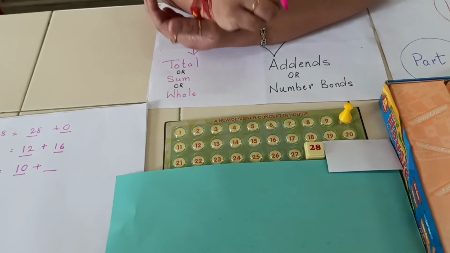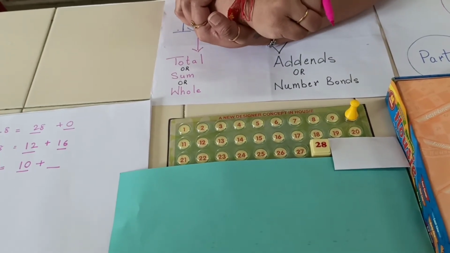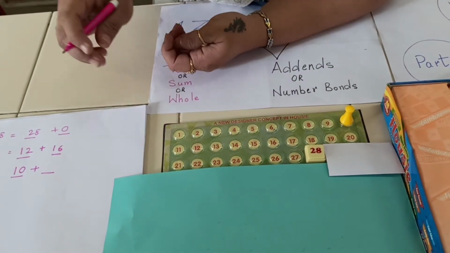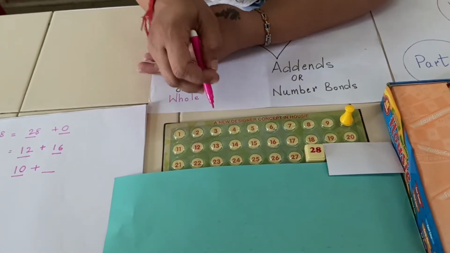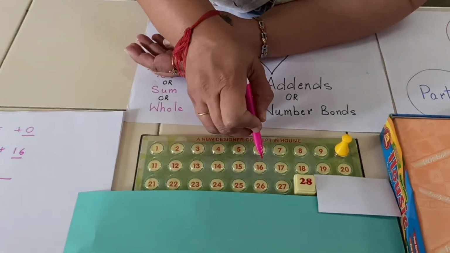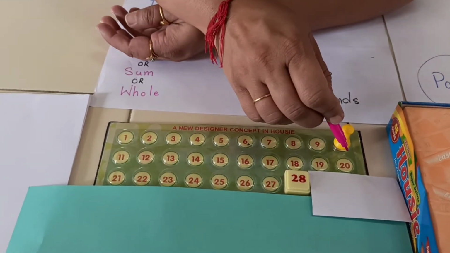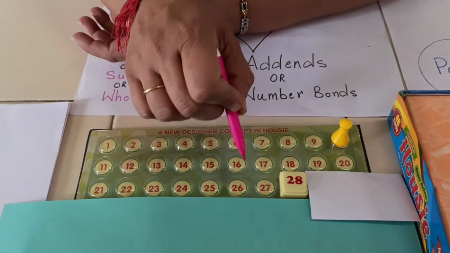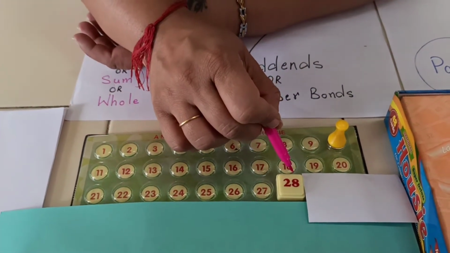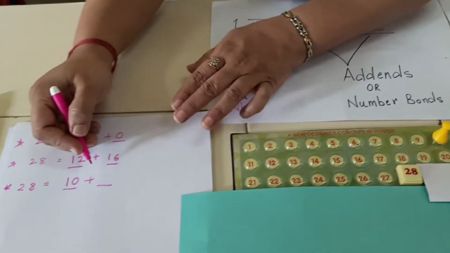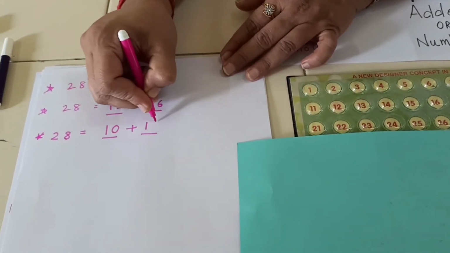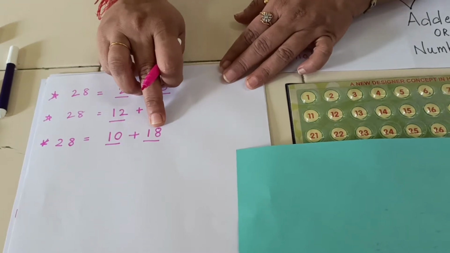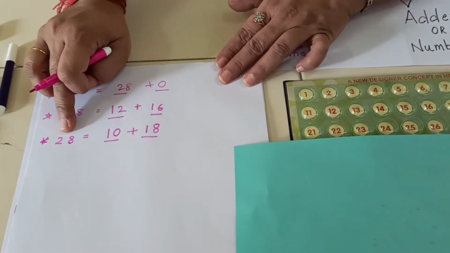Now tell me what I have to do. You have to move till 28 from 11. Okay, perfectly said. So let me count this. 1, 2, 3, 4, 5, 6, 7, 8, 9, 10, 11, 12, 13, 14, 15, 16, 17 and 18. That means my next addend is 18. So 10 plus 18 is equal to 28.